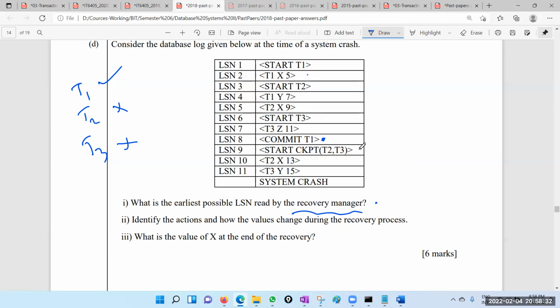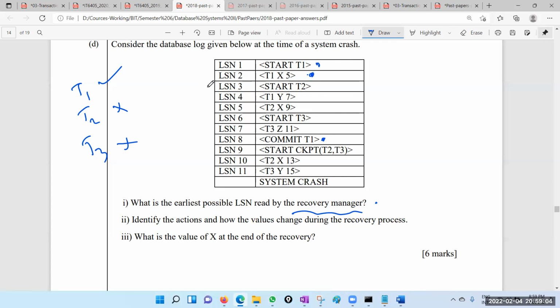So transaction 1 has committed, and also there's a checkpoint going. So that means definitely transaction 1 related things are committed, already done. We don't have to undo, we don't have to redo those because the checkpoint is there. At the checkpoint anyway, transaction 1 related things are flushed. So therefore, we don't have to worry about transaction 1.